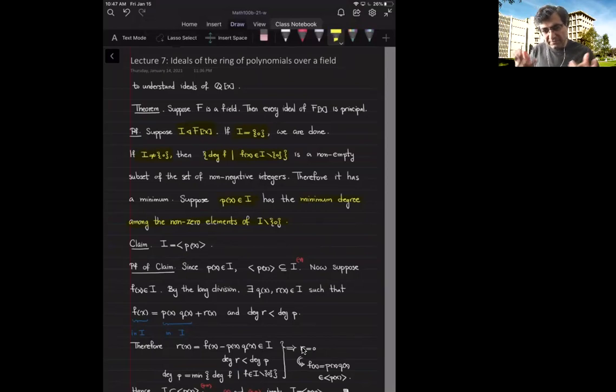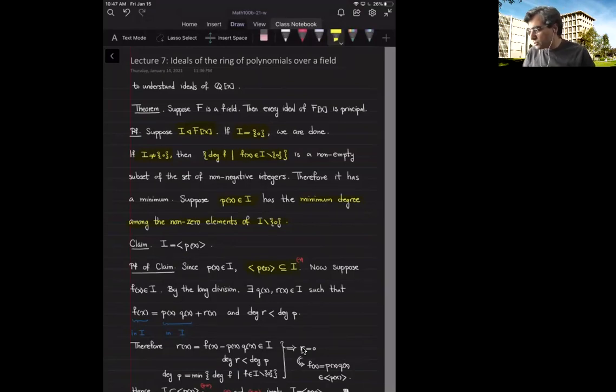So whenever we have an equality of two sets, we have to show that one of them is a subset of the other one and vice versa. So we start with the easy side. Because P belongs to this ideal, all the multiples of P belong to this ideal. And therefore, the ideal generated by P is definitely a subset of I. Okay, so this one was the easy side.